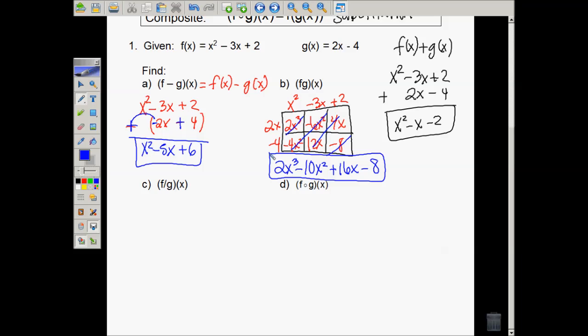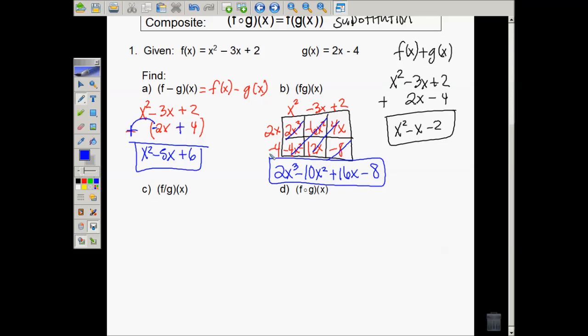Any questions about multiplication? How do we feel? Good? Basically, when it's like that, you just do f of x times g of x, and you could do either FOIL or box. And then on the next one, you do f of x divided by g of x. Exactly.